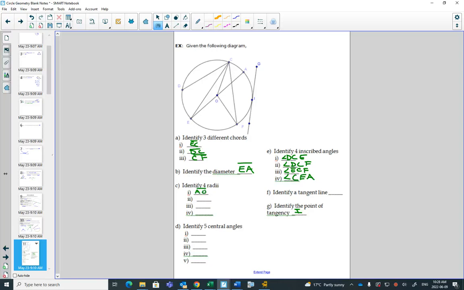AO, FO, EO, and CO. Identify the tangent line. GF.